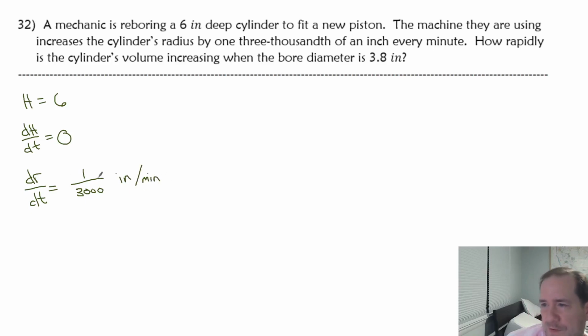But that makes sense too. I mean, you're trying to drill away metal. You've got to do that slowly, or else there'll be a ton of friction and it causes problems, and I don't care. All right, so how rapidly is the cylinder's volume increasing?